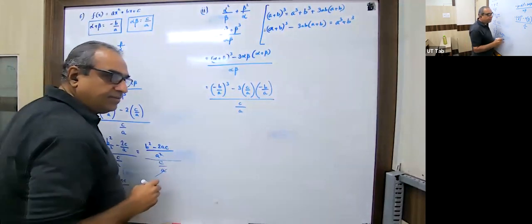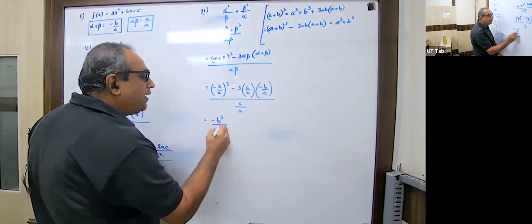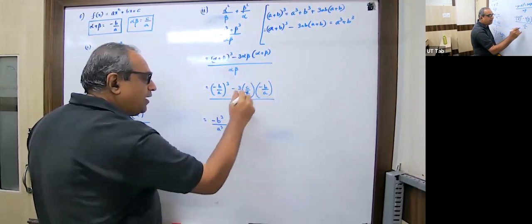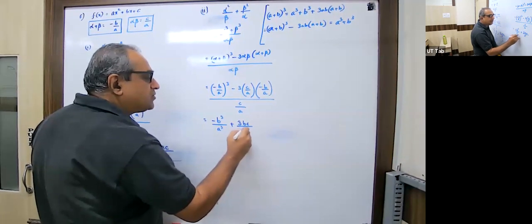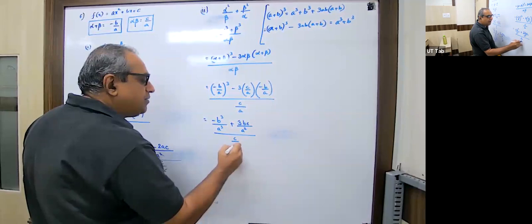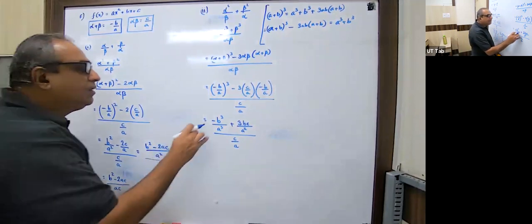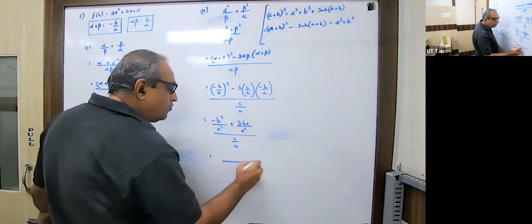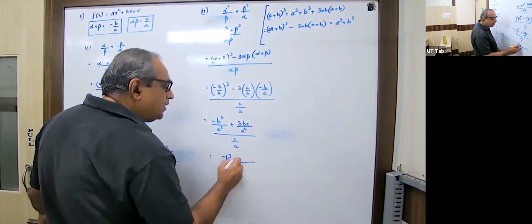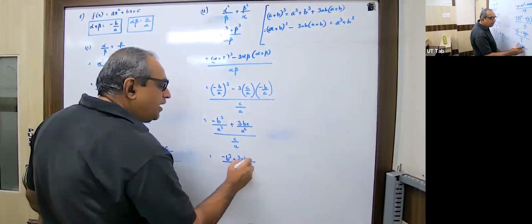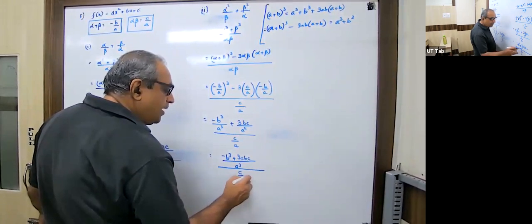Did you understand? Now, minus b cube by a cube minus into minus plus 3bc by a squared by c by b. The LCM here is a cube. So I'll get minus b cube plus 3abc whole upon c by a.